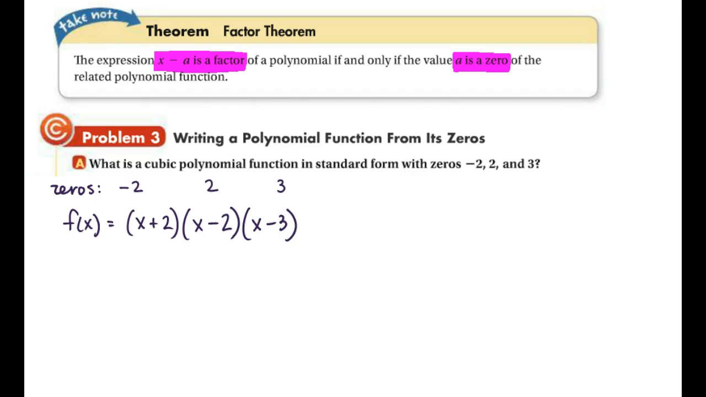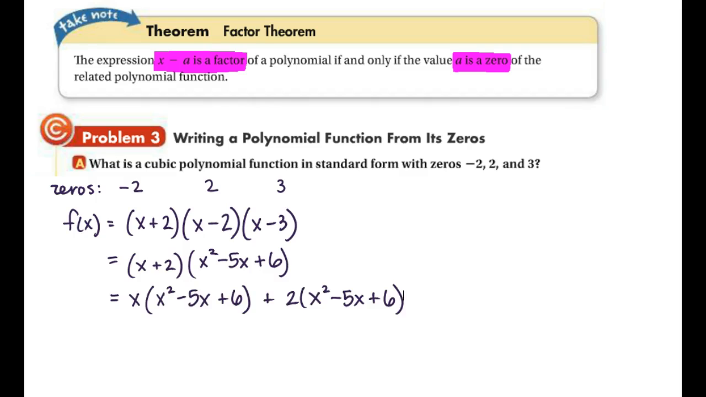From there, we want to multiply out to get our polynomial in standard form. I just took a moment and multiplied the factors x minus 2 and x minus 3 using the FOIL process. The shortcut is you can multiply the negative 2 and the negative 3 to get positive 6, and you can add those two numbers to get the middle number of negative 5. From there, I'm going to be distributing the x plus 2 to that expression.